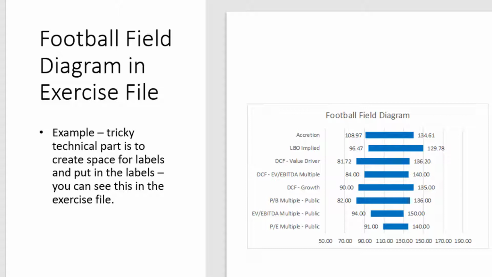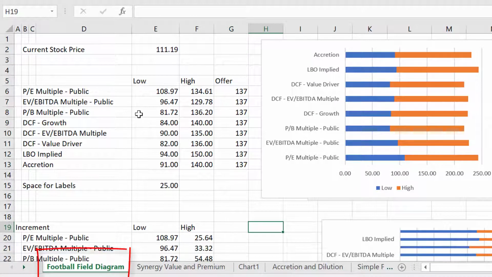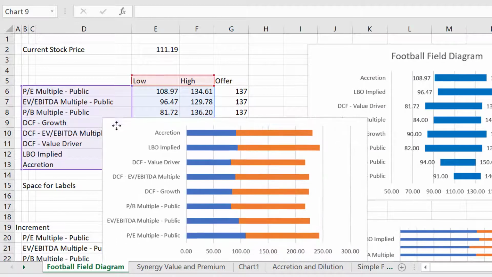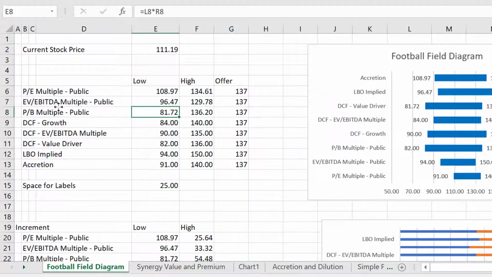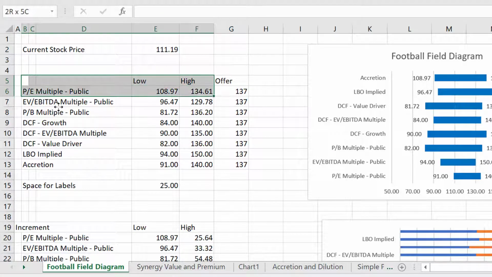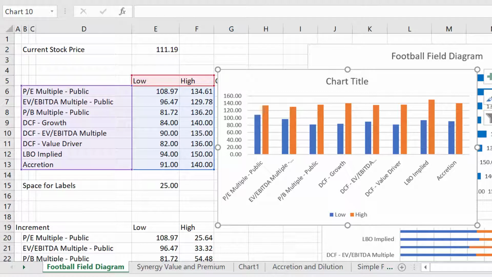All right, and then in this acquisition exercise file, you can see how to make a football field diagram, and instead of going through all of the stuff, here, I just put the starting point. Oh, there's the final one. I didn't know. That's why I couldn't find it. Okay. If you just make a graph of these things, make an alternate F1 graph, you make it a bar chart and all this.